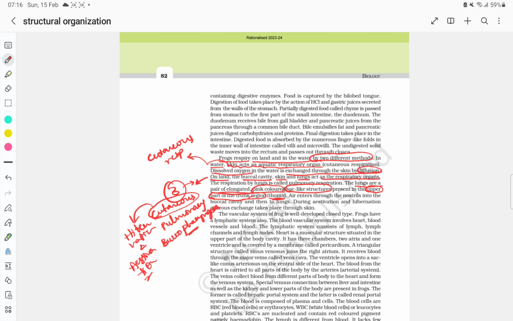Coming to the pathway, like how pulmonary respiration takes place, there will be a pair of nostrils. Through the nostrils, it enters into buccal cavity, and from the buccal cavity, it enters into lungs.